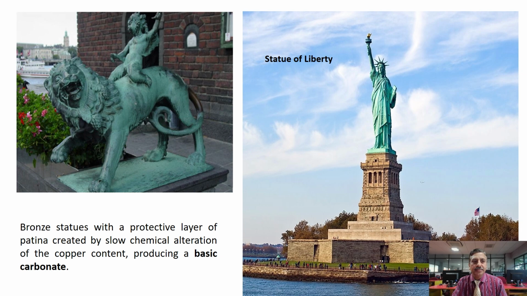Look at these pictures here. These are the bronze statues which are undergoing corrosion, and hence they have been coated with patina. That is a chemical alteration of the copper content, and that produces the basic cupric carbonate, and this is how the corrosion layer is going to protect the metal structures.